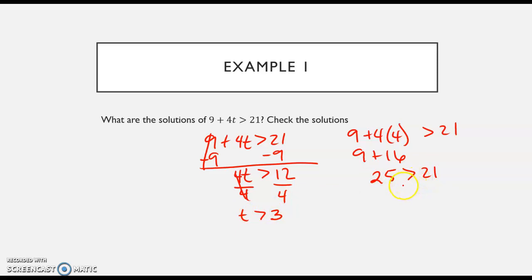All right, so that I checked it. It didn't ask us to graph. If we did graph, this would be an open circle because there's no equal sign. And we'd be going to numbers bigger than 3.